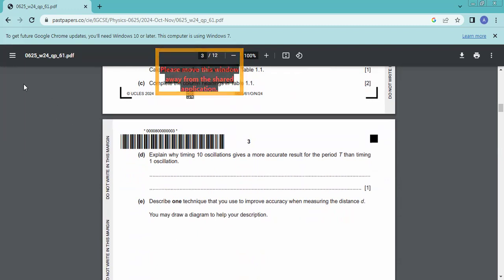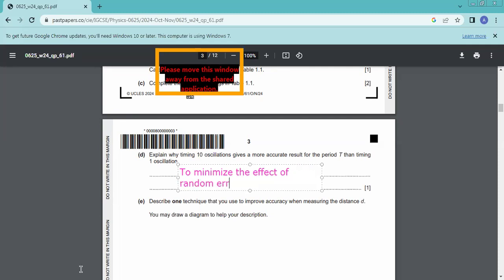So the answer would be that timing 10 oscillations is to minimize the effect of random errors. And of course, it improves the accuracy. So when we talk about why we take 10 oscillations, it is to minimize the effect of random errors in timing measurements. Basically, we are talking about timing.